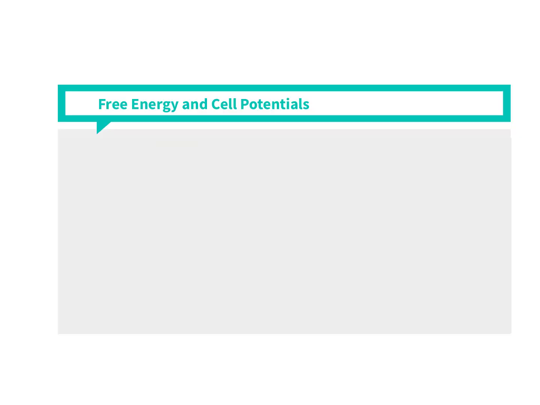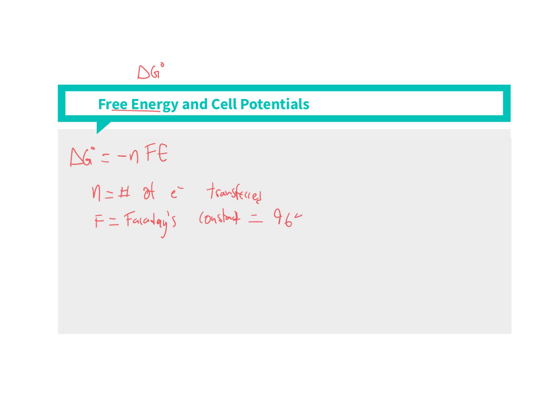Now, these standard reduction potentials and the potential of the cell relate back to free energy. As a reminder, free energy is delta G. And so there's this relationship between delta G and the cell potential for an electrolytic cell, and that's that delta G naught is equal to negative nFE, where n equals the number of electrons transferred, F is Faraday's constant, which is equal to 96,485 coulombs per mole.